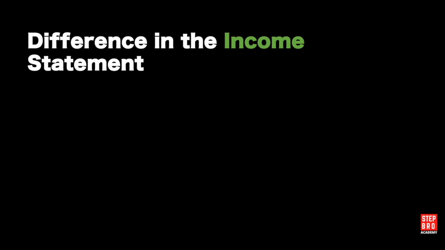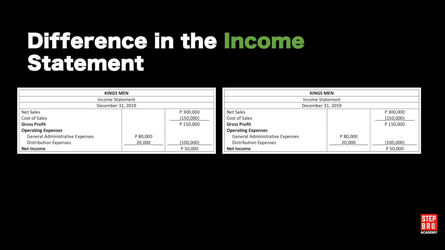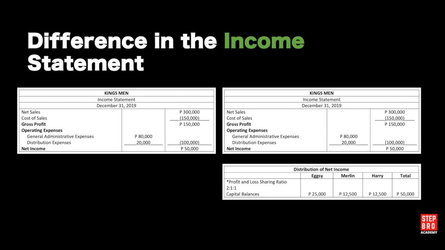So the next is the difference in the income statement. Same thing, to your left is for the sole proprietorship form of business, and to your right is for partnerships. In the income statement, they pretty much look identical, but in the income statement of a partnership, there will be an additional section called the distribution of net income, or net loss if the business incurred a loss. In this section of the income statement, the distribution of profit or loss will be presented in full detail on how it will be distributed.